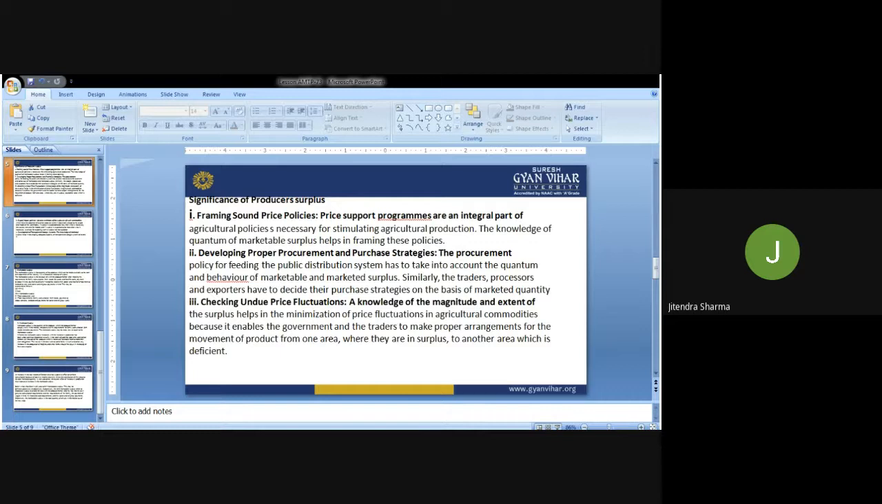If the government has knowledge of the magnitude and extent of producer surplus, and is managing on the basis of the marketable and marketed surplus, then undue hikes in price fluctuation can be avoided. But in a few cases, where the perishable item is like tomato and onion, we see that sometimes, because of a natural disaster in the area where we have huge production of these crops, and sometimes with vegetable crops, this situation arises.